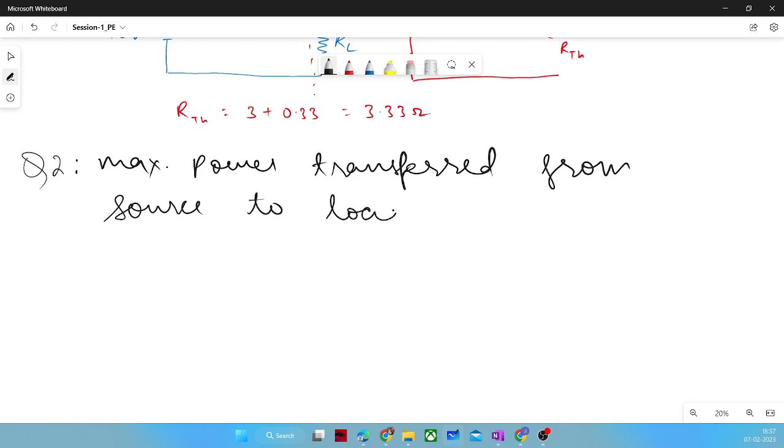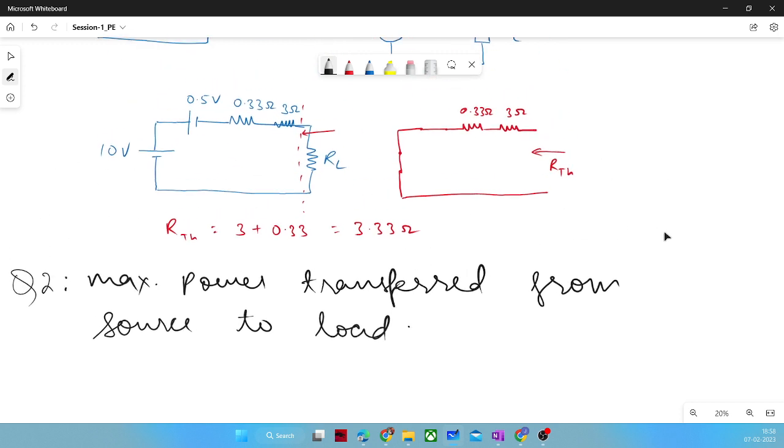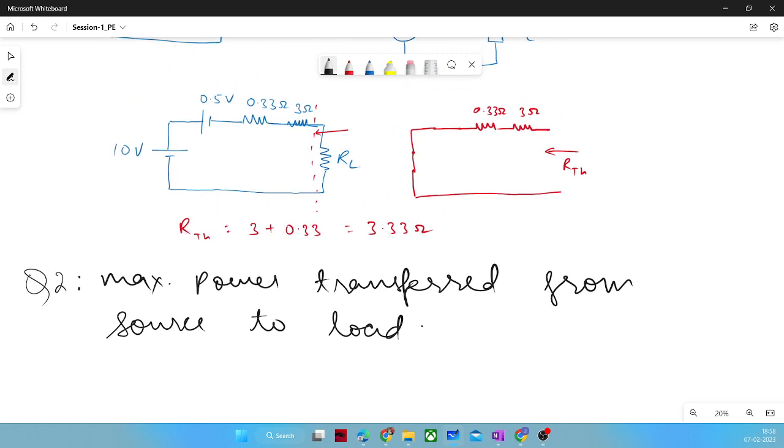From source to load. So for that purpose, we need to identify the current, right? And if we know the value of current from the circuit, we will multiply it with RTH, or RL for that matter, and you will get the value of maximum power transfer. Okay, so this is the circuit here in front of us. We just need to find out the current, and I square RL will give us the maximum power that will be transferred from source to load.